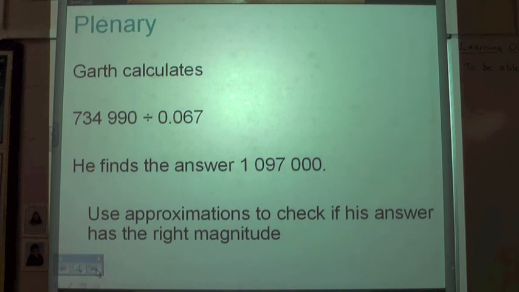Garth has got the right answer, and that will be the final part of your homework for this week. Enjoy.